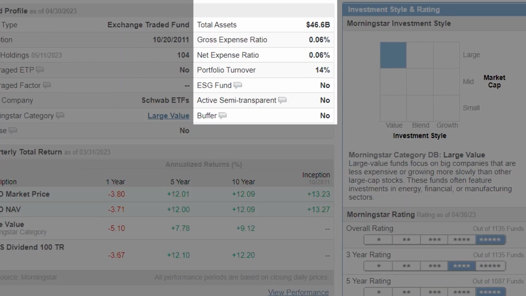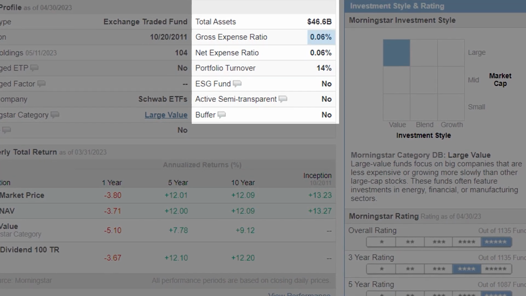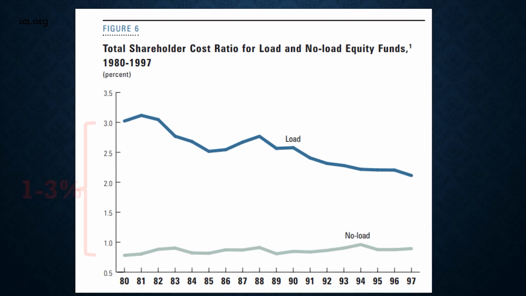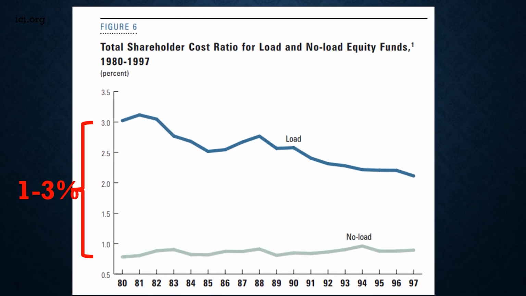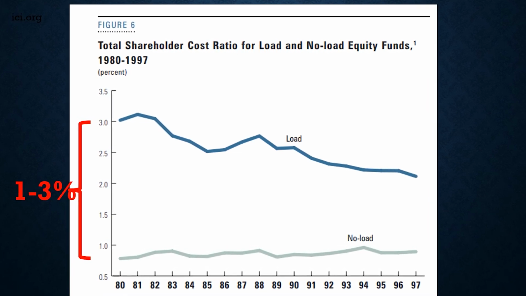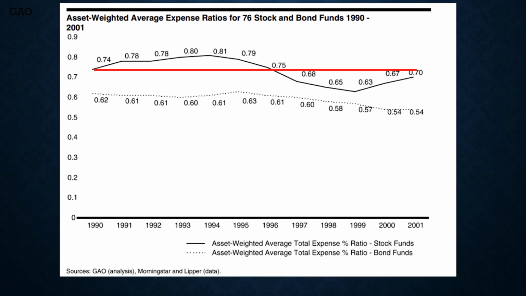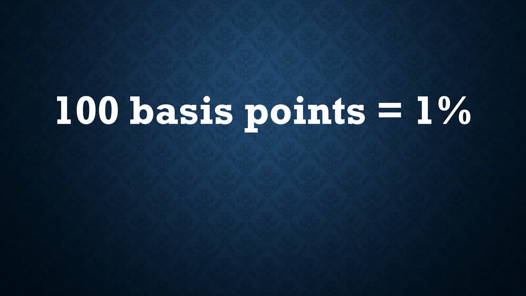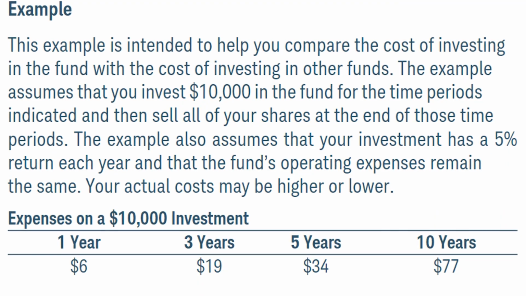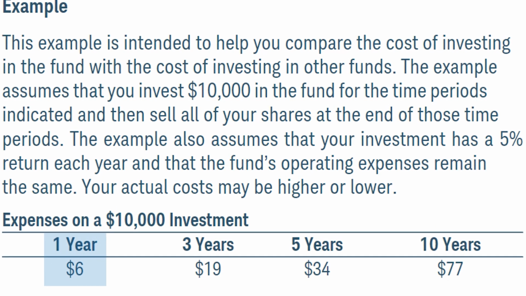On your investment, you'll only pay 6 basis points, which is very low. To put that in perspective, in the 80s and 90s, it wasn't uncommon to pay somewhere between 1 and 3%, which is 100 to 300 basis points. The average was about 73 basis points. 100 basis points equals 1%. On an investment of $10,000 in SCHD, you'd pay $6 for the year. This is an awesome expense ratio.